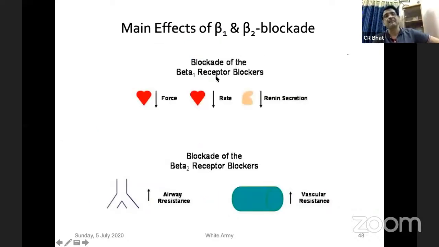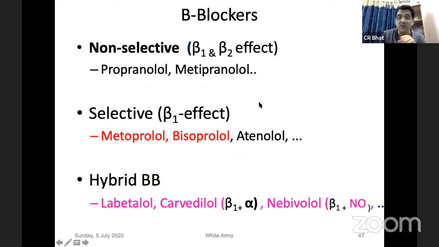Non-selective drugs like propranolol are not commonly used as antihypertensive drugs. They reduce the force of contraction, they reduce the heart rate, and they also reduce the renin secretion. Those are the methods of action, but they can increase the peripheral vascular resistance. That is why carvedilol or nebivolol are the preferred antihypertensives with beta blockade action currently.